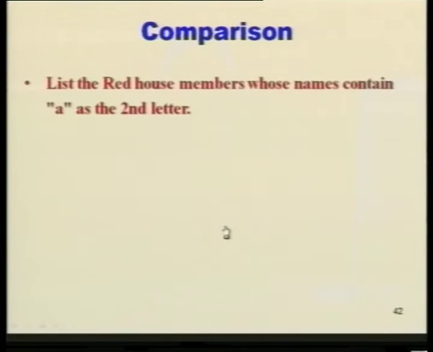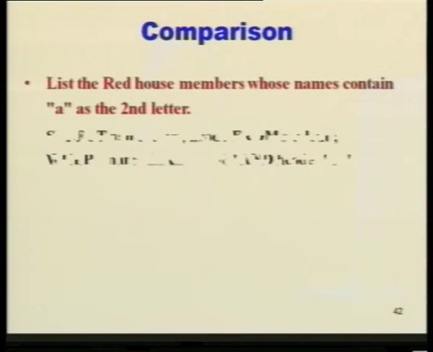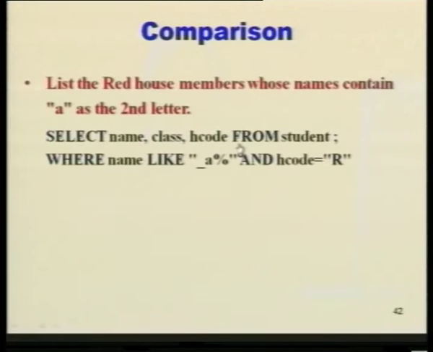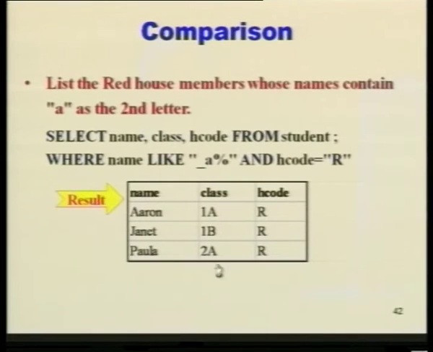Another example, list the red house members whose name contains A as the second letter. Select name, class, H code from student where name LIKE '_A%', where you want only one character to come before A, and anything following it, and H code is equal to R. So the result will be students whose names have A as the second alphabet, that is the only condition we put. This is quite an expressive and important operation.